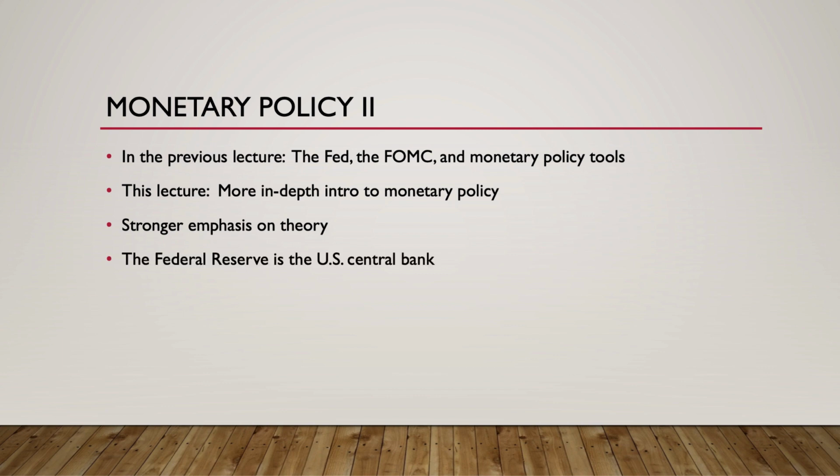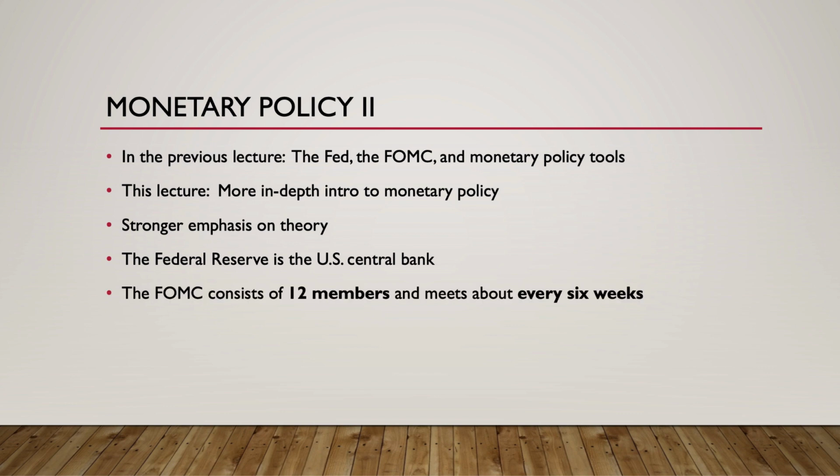In the U.S., monetary policy is conducted by the Federal Reserve, the country's central bank, with many important decisions handled by the Federal Open Market Committee, or FOMC. The FOMC consists of 12 members and meets about every 6 weeks. The FOMC handles open market operations, the buying and selling of government securities.